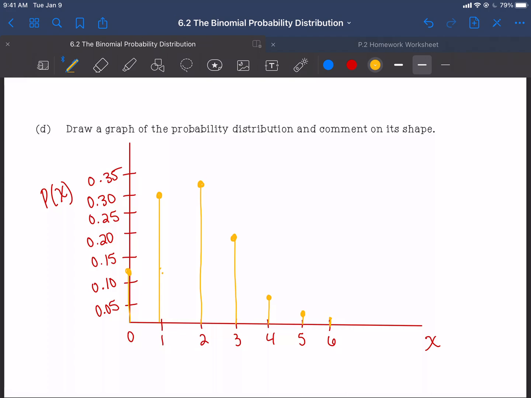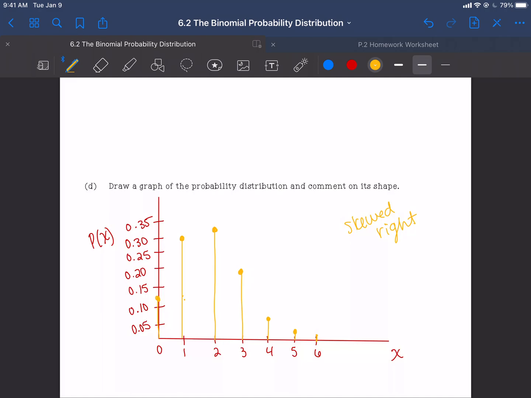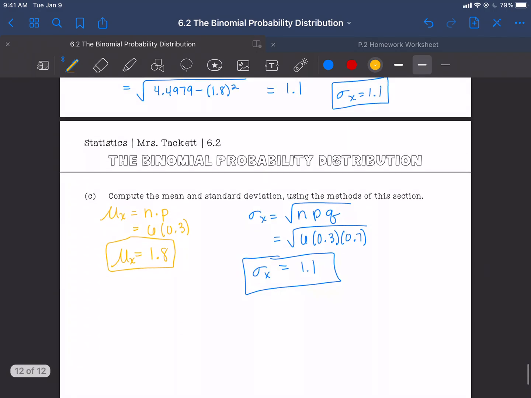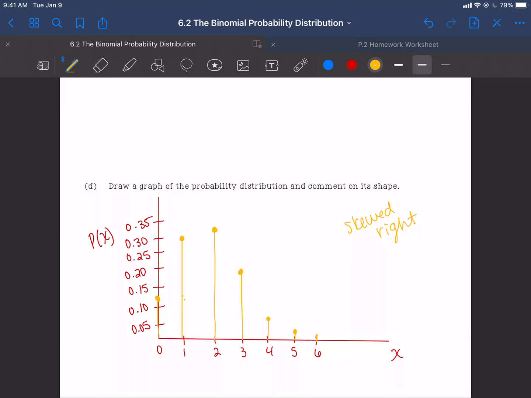Alright, so there's the graph, and it says to comment on its shape. That appears to be skewed right. Okay, which kind of makes sense. We have a low number of trials, and our probability of success is 0.3. But if we, instead of had 6 trials and maybe had 100, it would look more symmetrical. And that's all that I have on the binomial probability distribution.